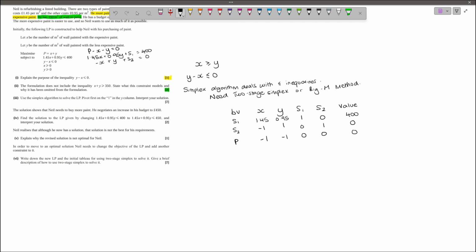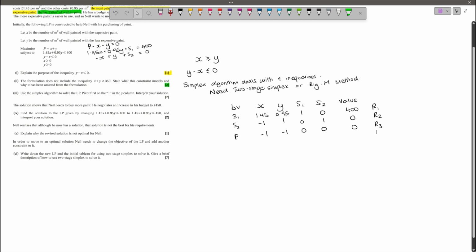And instead of choosing our own pivots by selecting a theta value, which we could do, we're told to use this one. And this one would be what you would get if you used a theta value to select a pivot, if you used the y column. So let's use that value as our pivot column. I'm going to label my rows, row 1, row 2, and row 3. And now I'm going to perform the simplex algorithm.